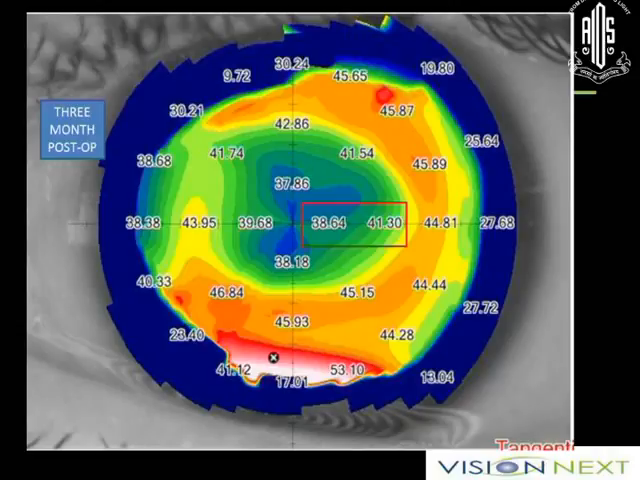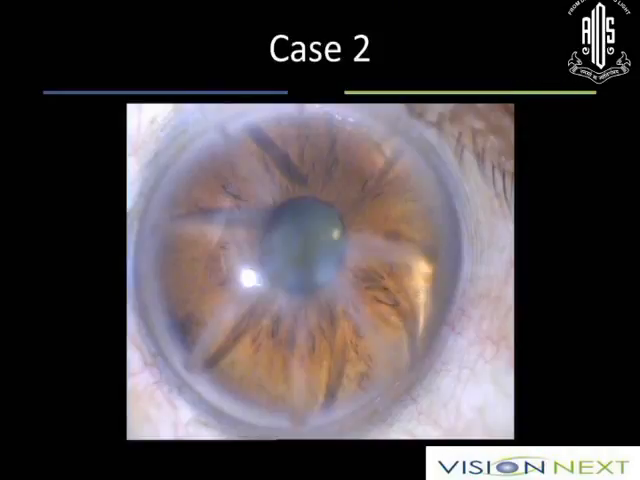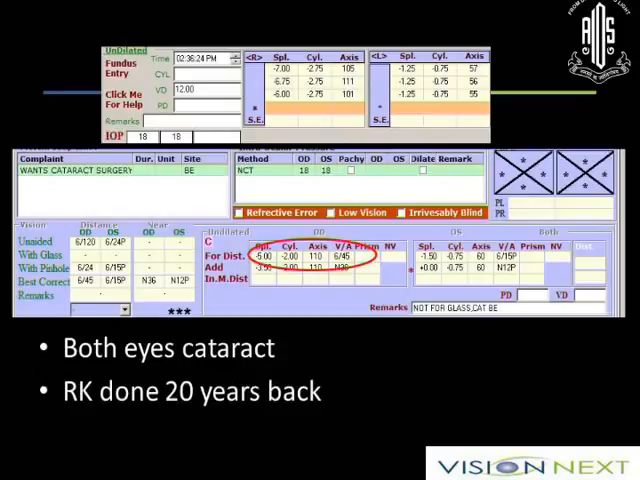In my next case, it came up to around the same emmetropic power within 15 days, but in this case it took 3 months. So this is the next case. Dr. Ridhima gave me this case because I wanted to use 2 different machines to show you.